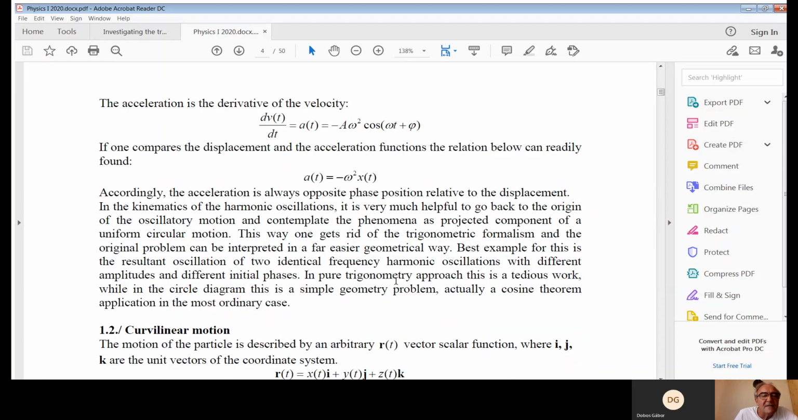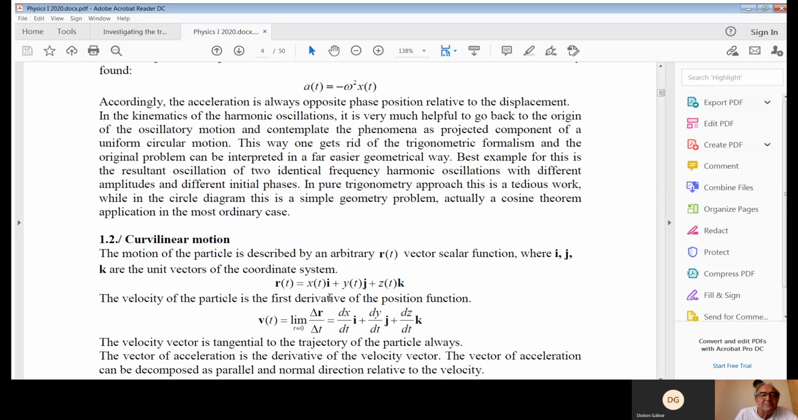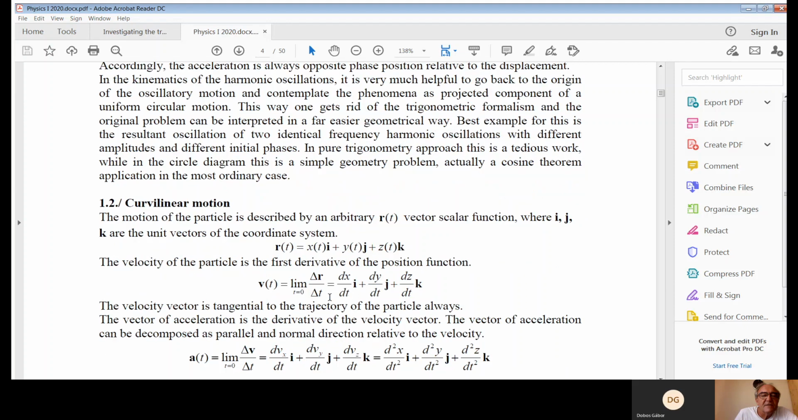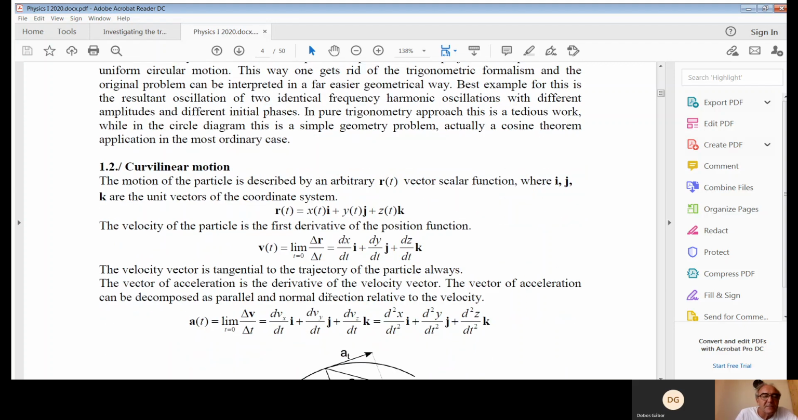So the acceleration points always in the opposite direction relative to the displacement. The acceleration and the displacement are in opposite directions. That is shown up here. Okay, that was about the circular motion description.